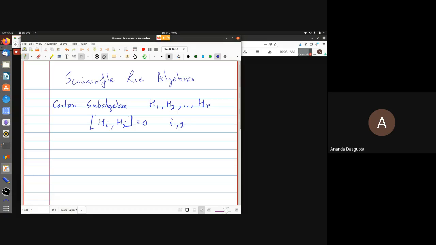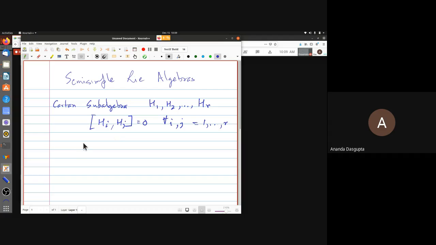The maximal set which commutes among themselves. So this is for all i, j between 1 to r. And what we are looking for are representations of this Lie algebra as a whole, not just the Cartan subalgebra, but all the operators in the Lie algebra. But what we are going to look at are essentially just the operators which form the basis of the Lie algebra. Because if you know what the basis does to a space, you know what every element of the Lie algebra does to a space.